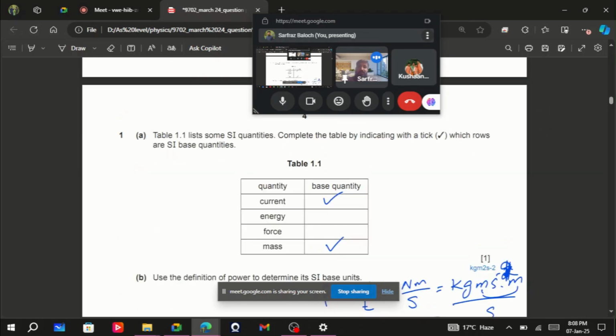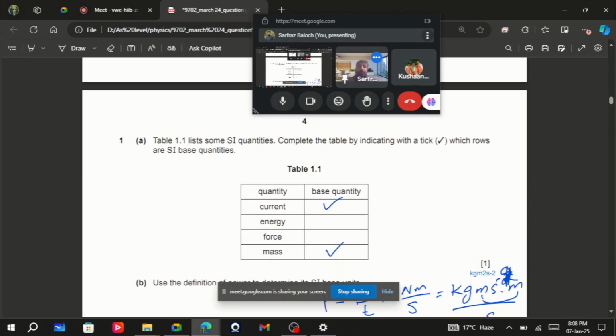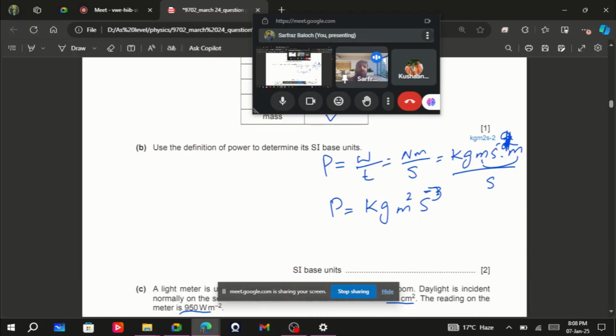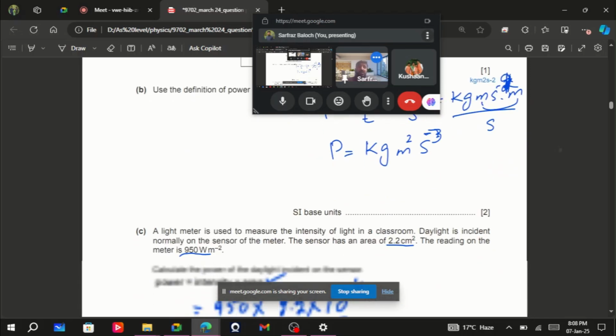So first is about telling about base quantities. So these two are base quantities. Next, define the definition of power. Tell the SI base units for power. So simply you will do work done per unit time. Work done has unit Newton meter and time has second, and Newton has kilogram meter per second square. So you will simplify it and you will get the answer.